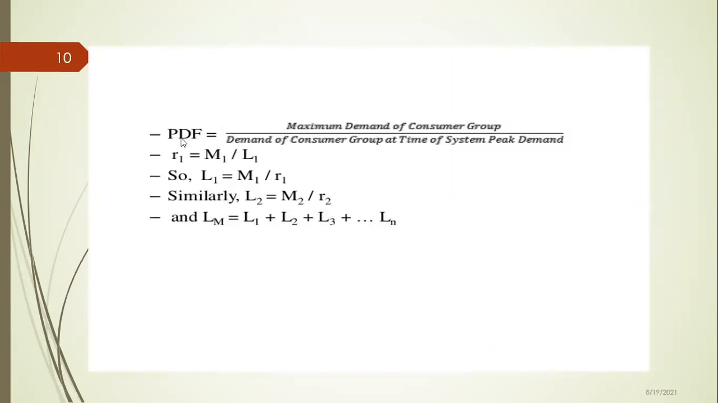Now the peak diversity factor, finally. Okay, what is peak diversity factor? It is the maximum demand of a consumer group, and here we are assuming two groups, divided by the demand of the consumer group at the time of system peak demand.